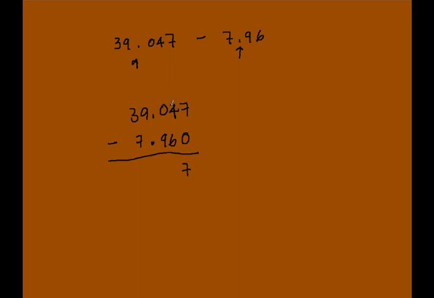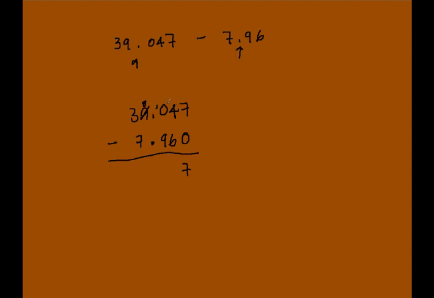So I look at the number to the left and I try to borrow 1. Unfortunately, I cannot borrow 1. Why? Because it's a 0. So 0 has nothing for me to borrow from. So I'll move on to the next number, which is a 9. I can borrow 1 from the 9. So I'll borrow 1 from the 9. Now the 9 becomes an 8, and this one becomes 10.